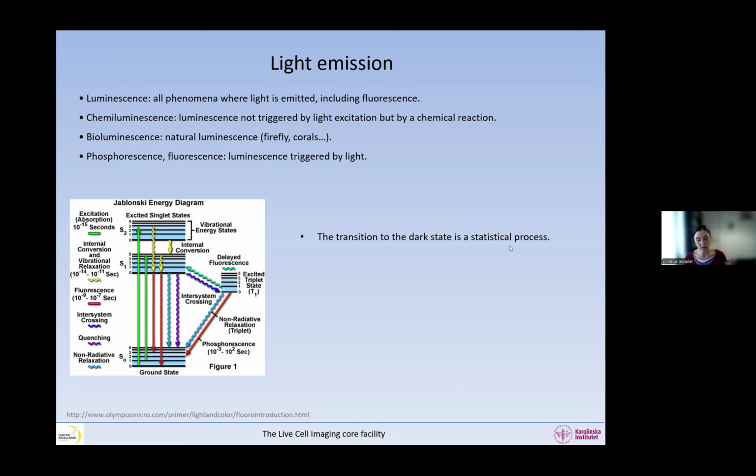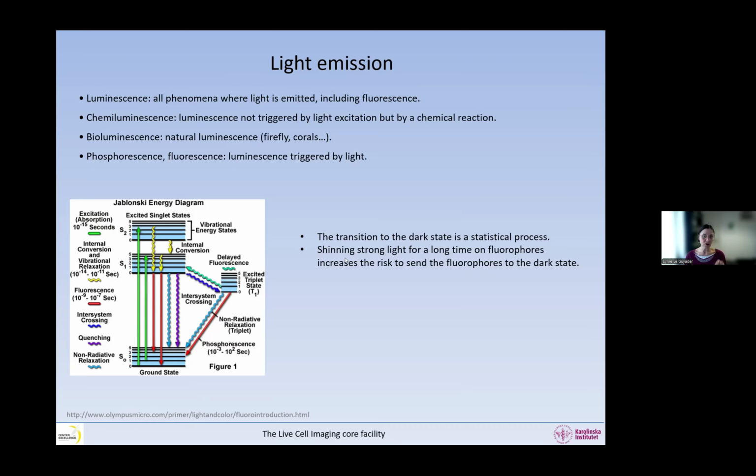And so that means that whenever we image some fluorophores, some of them will go into this dark state, whatever we do. But we have some tricks that we can use to make it go faster into the dark state if we want to. I will explain why. And we have some tricks also to prevent it from going to the dark state. But there will always be some molecules that will go to the dark state.